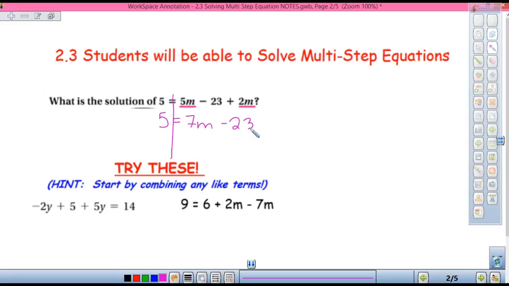Now does it look familiar? Yeah, now it's the exact same thing that we've done for the last 2 days. So my first step to solving for m is going to be add 23. So I have 28 equals 7m. Then what? Yeah, then we divide by 7. m equals 4. Good job.